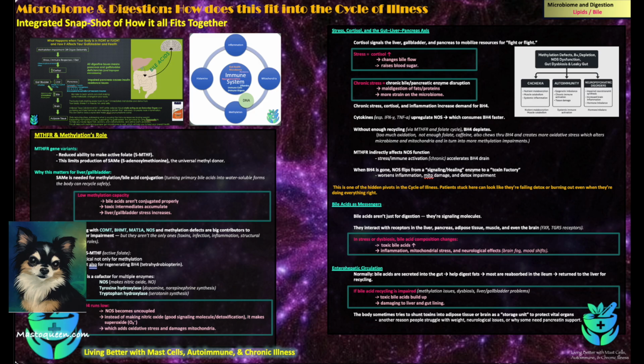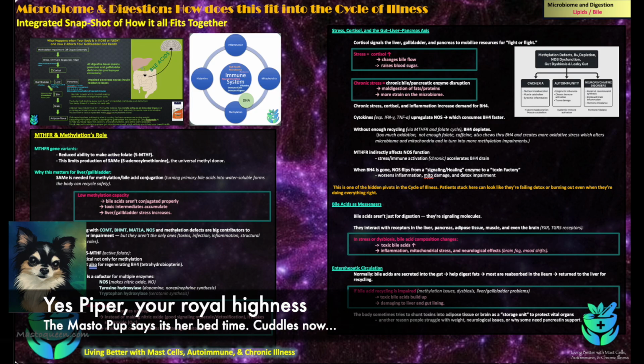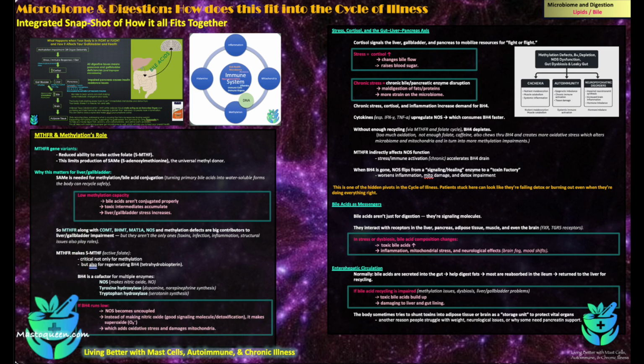The enterohepatic circulation. If you remember, this is where your bile acid gets recycled. Normally, bile acids are secreted into the gut. They help digest fats, and then most are reabsorbed back into the ileum, that's part of your lining to your intestines, and returned to the liver for recycling.